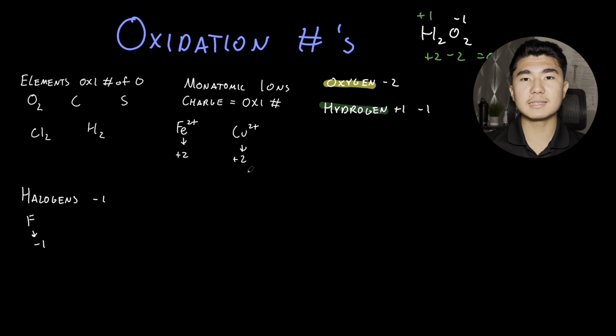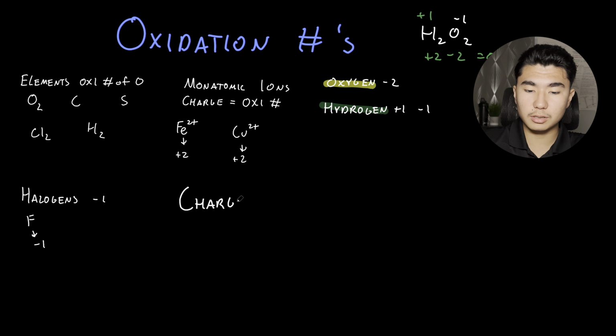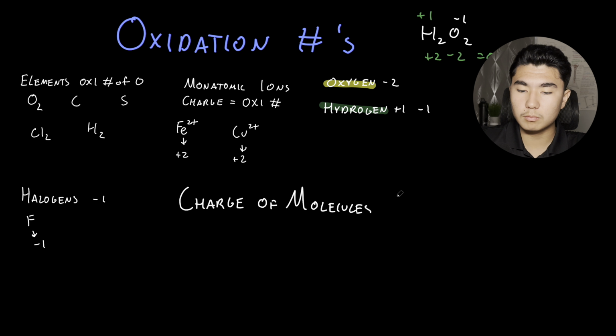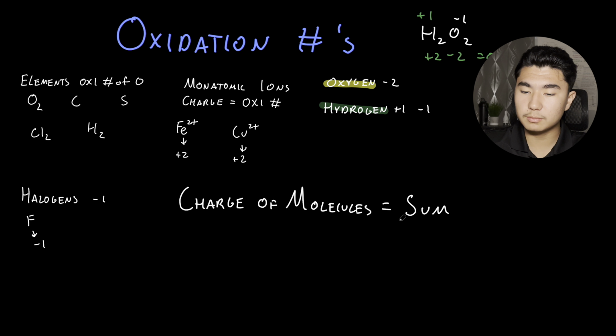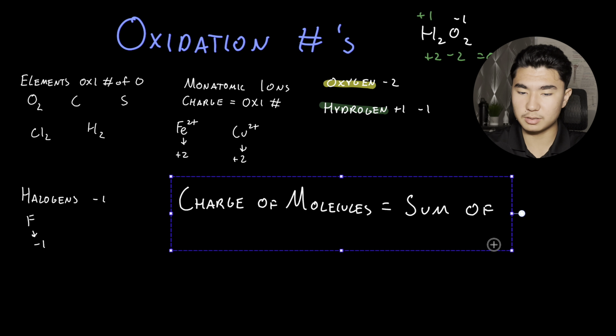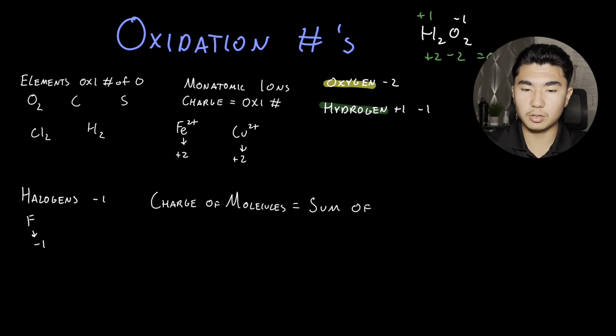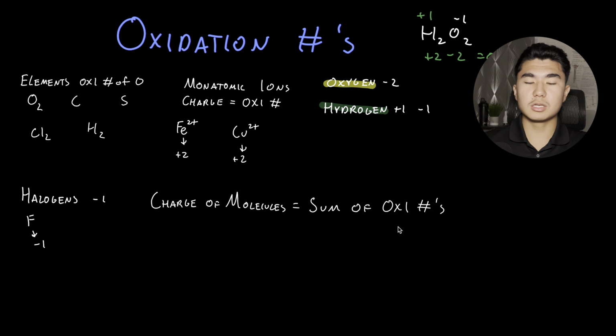All right, so now here's the last thing to know, and this is one of, if not the most important thing to know for assigning your oxidation numbers, and it is the charge of molecules. So the charge of the molecules equals the sum of the oxidation numbers. So what do I mean by this?